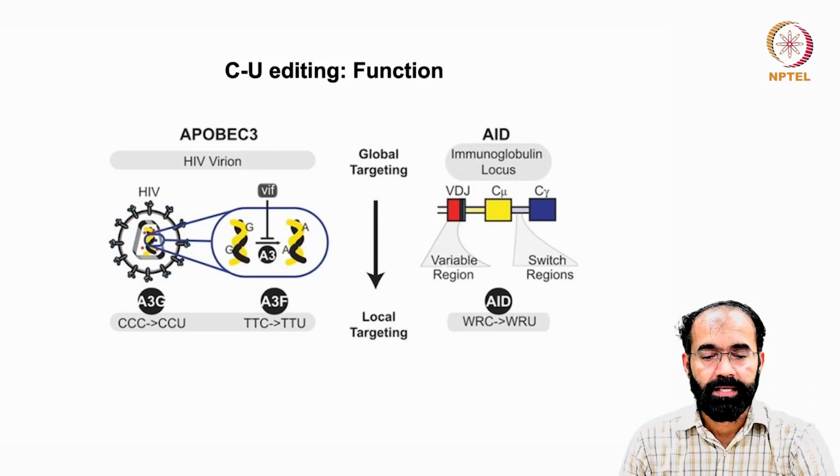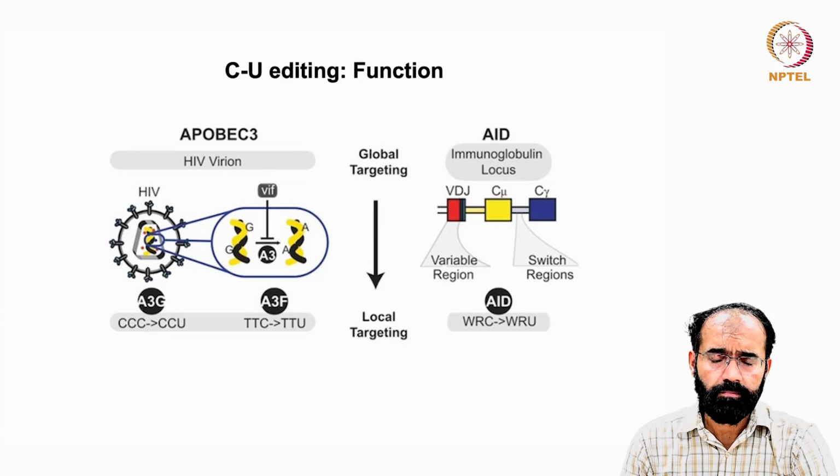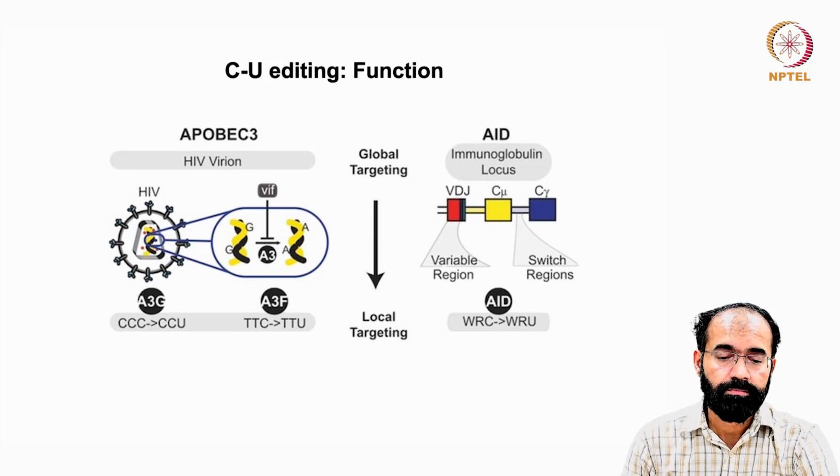So VIF is a protein which is viral specific, and what happens is that if there is a specific loci, the A3 protein can get converted into A3G, that is, it can get converted into A3F, and alanine becomes glycine or alanine becomes phenylalanine.